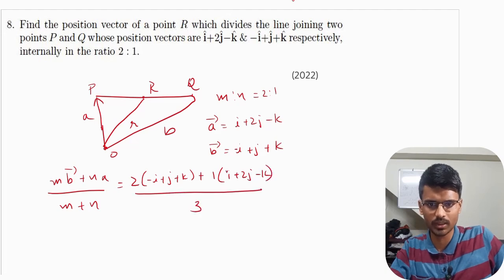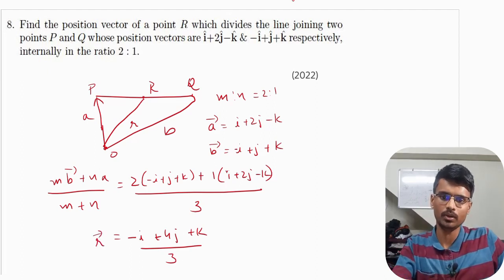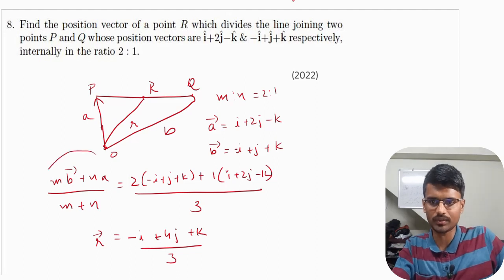2 plus 1 is 3. Okay, so we just need to solve this. Minus 2i plus i minus i plus 2j plus 2j, 4j, plus 2k minus k plus k. So this is the vector which divides A and B in the ratio 2:1. So we have just substituted this formula.